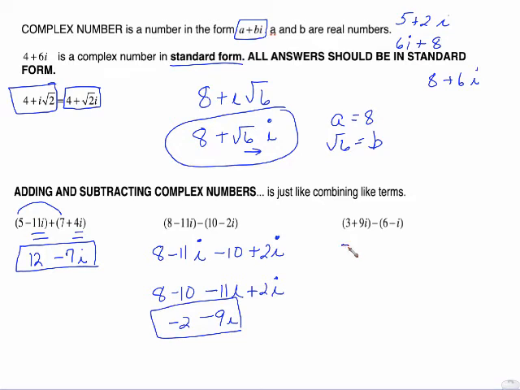Same thing here, 3 plus 9i, distribute, negative 6 plus i. And remember, i is the same as 1i, so 3 minus 6 is negative 3. 9i plus 1i is 10i, and that is in standard form. So adding and subtracting complex numbers is very easy. It is combining like terms. Just be sure you have your answer in standard form, which is a plus bi form.